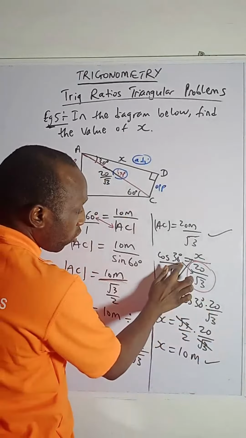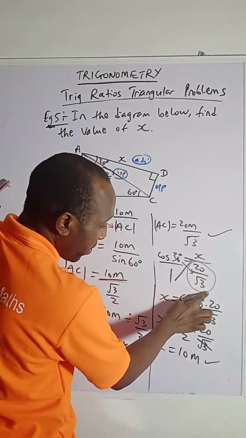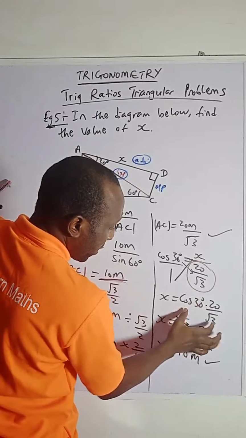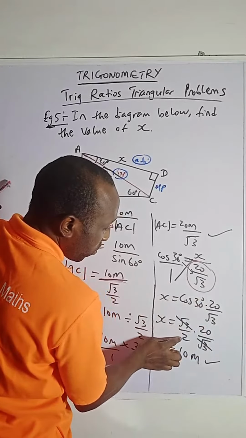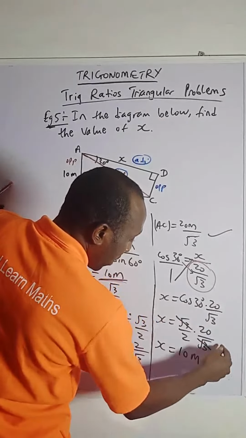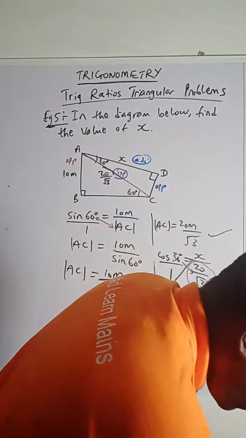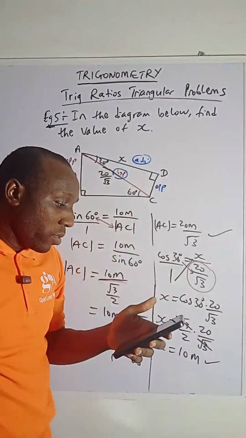So all I had to do was just to cross multiply. x times 1 is x. cos 30 times 20 over root 3 is why I have it here like this. And cos 30 is root 3 over 2 times this 20 over root 3. So root 3 cancels root 3. You have 20 divided by 2, which is 10 meters. So that's the answer for that.